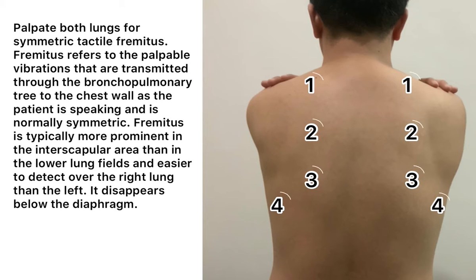Palpate both lungs for symmetric tactile fremitus. Fremitus refers to the palpable vibrations that are transmitted through the bronchopulmonary tree to the chest wall as the patient is speaking and is normally symmetric. Fremitus is typically more prominent in the interscapular area than in the lower lung fields and easier to detect over the right lung than the left. It disappears below the diaphragm.